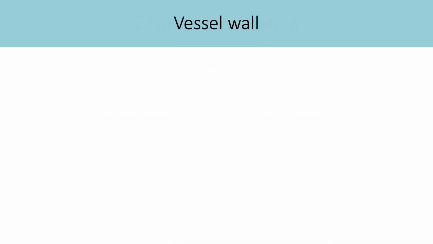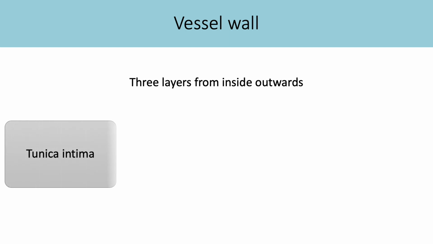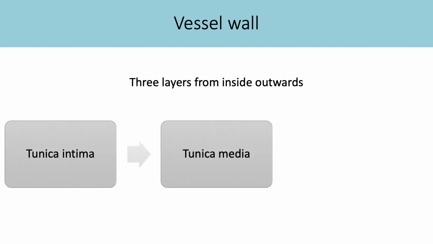The wall of the blood vessels shows three layers from inside outwards. They are tunica intima, tunica media, and tunica adventitia.